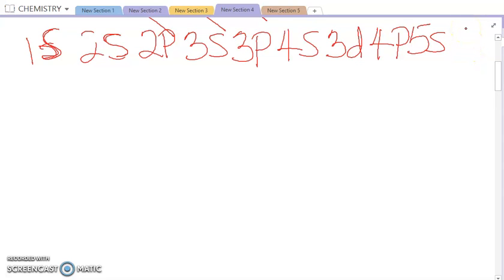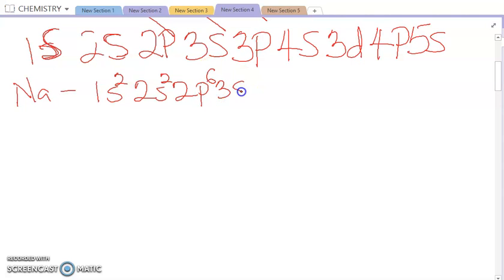Element number 11 will be sodium. So the electronic configuration will be 1s2, 2s2, 2p6, 3s1. You have few electron into the third shell, but now you are putting it into s orbital.